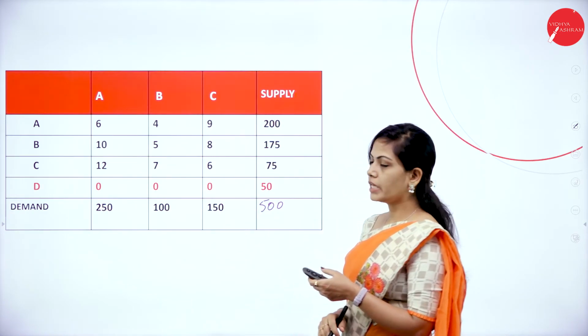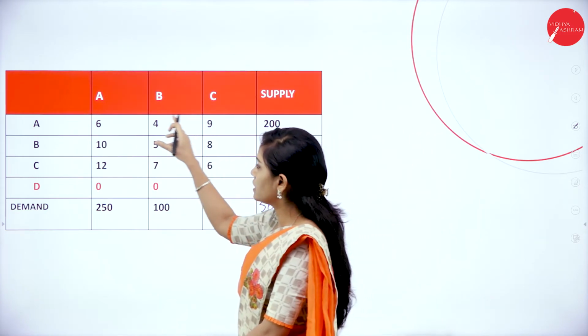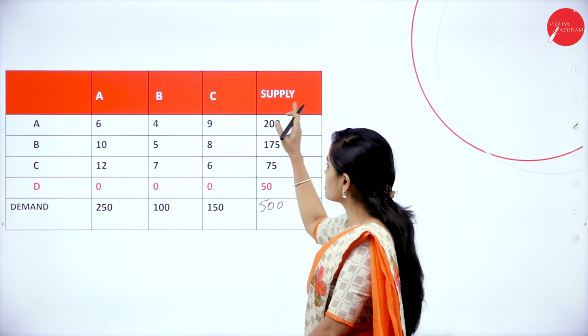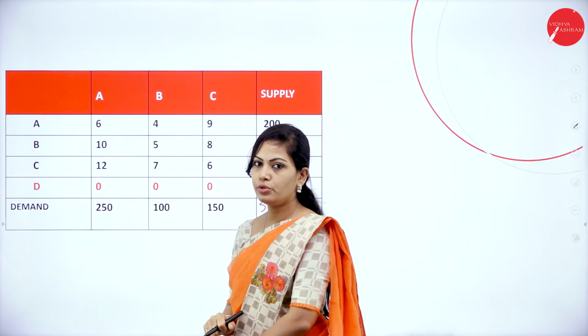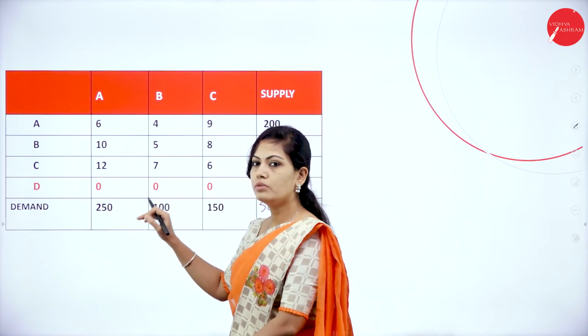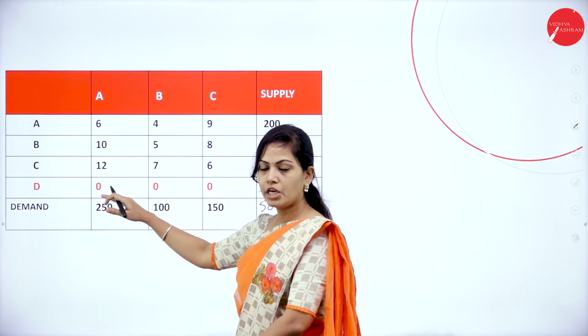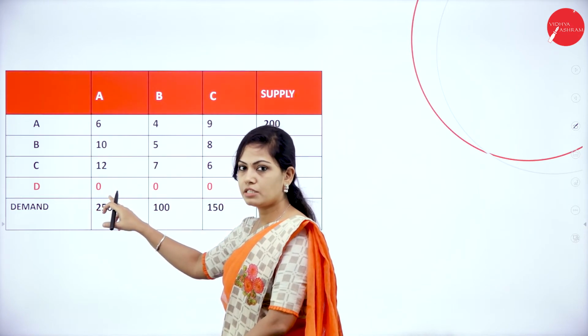Now, you can proceed. In the least cost method, you have to select the least value. Out of these variables, except the supply value and demand value, take one least value here. Which is the least value? 0 is my least value. We have 3 zeros here. You can consider any zero. So, I will consider this as my least value.